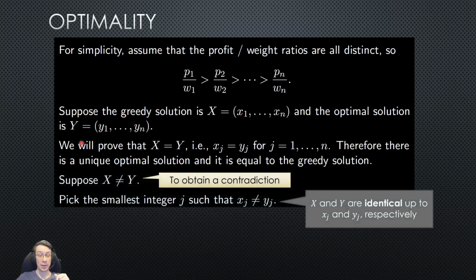And then, so how are we going to do this? We're going to prove that x equals y. Suppose x doesn't equal y to obtain a contradiction. And if they're not equal, then maybe they're exactly the same for some prefix of x and y, but there's going to be some index where they differ, right? Simply because x is not equal to y, there will be some xj that's not equal to yj. Pick the smallest integer j such that xj is not equal to yj. Maybe j is just the first element, but we're going to look at the first place where x and y differ. Another way of thinking about this is up to j, x and y are identical, and then at j, xj is different from yj.